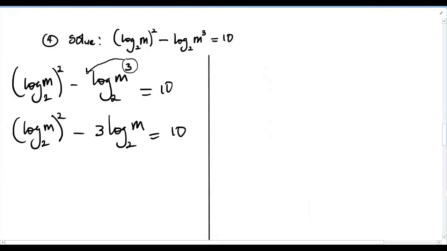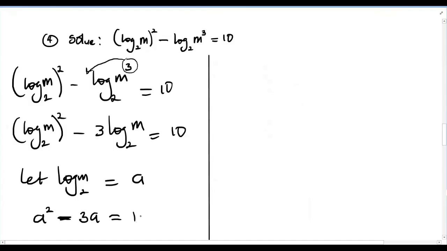Nice. Now, it looks somehow complicated again, right? So the question is, what do you do? If you have a question like this, how do you define log m base 2? So the definition is we just say let log m base 2 be a value, let it be a. Since this one has a power, this now becomes what? a squared minus, this is what? Log m base 2 multiplied by 3. So this now becomes what? 3a, and is equal to what? 10, just like what we had here, right? Great.